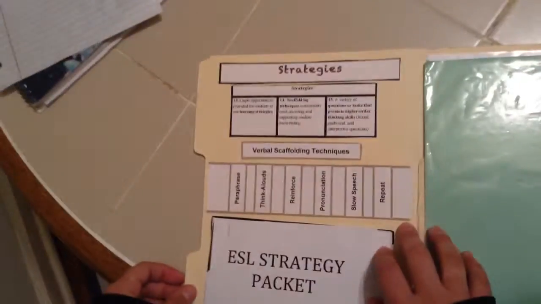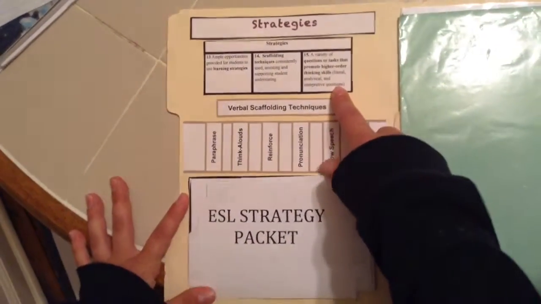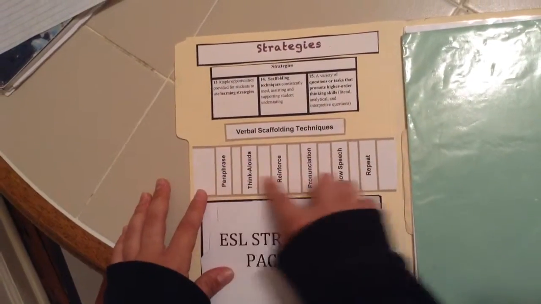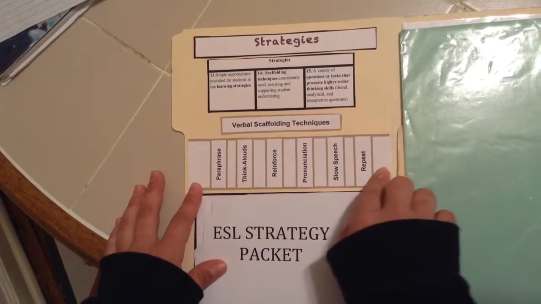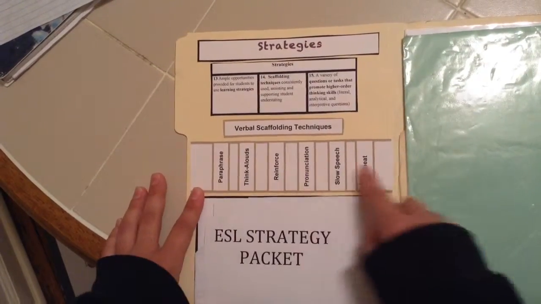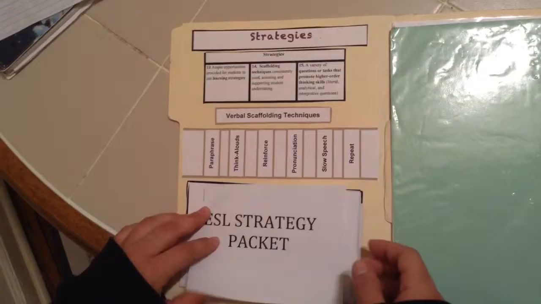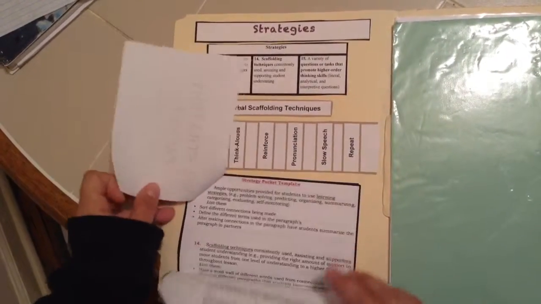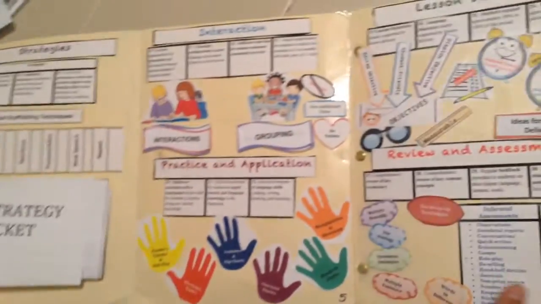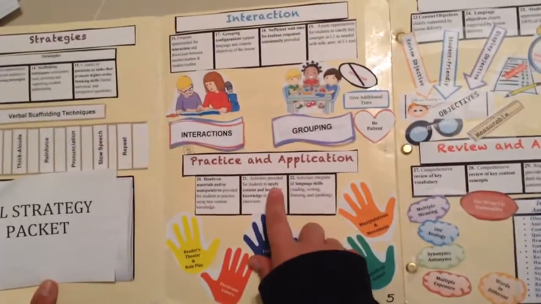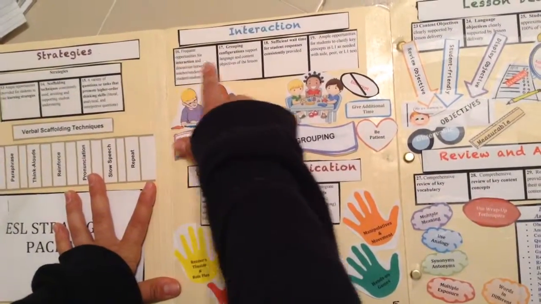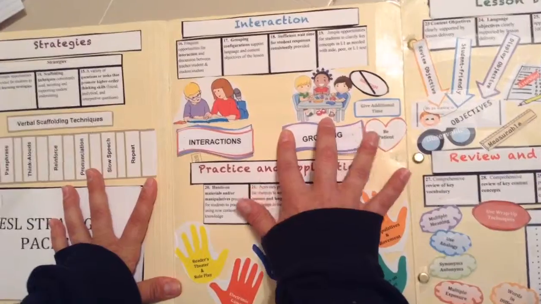The next part is our strategies. Once again, our strategies has 3 indicators. Here we have verbal scaffolding techniques. It's a ladder. Right here we have our ESL strategy packet. I use strategies from my template. The next part of our folder is going to be interaction, and this one has 4 indicators.